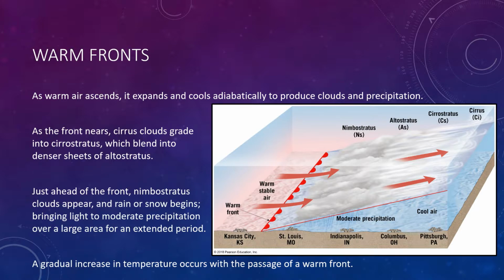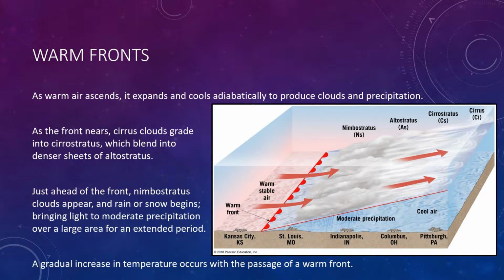The first sign of an approach of a warm front is the appearance of cirrus clouds overhead. So note, here is the front way over here, but ahead of the front we get all this precipitation. So the very first thing that we typically see is the high cirrus clouds, those wispy layers with the little curves in the ends. As the front nears, cirrus clouds grade into cirrostratus clouds, which blend into denser sheets of altostratus clouds. About 300 kilometers, or 180 miles, ahead of the front, thicker stratus and nimbostratus clouds begin to appear, and rain or snow may begin.